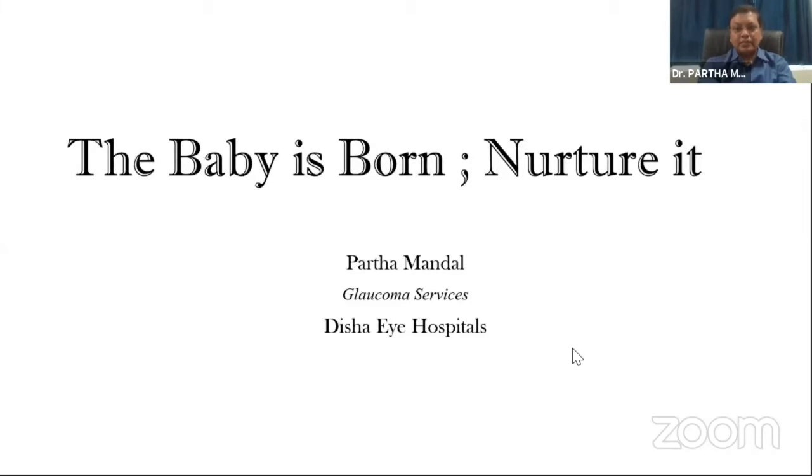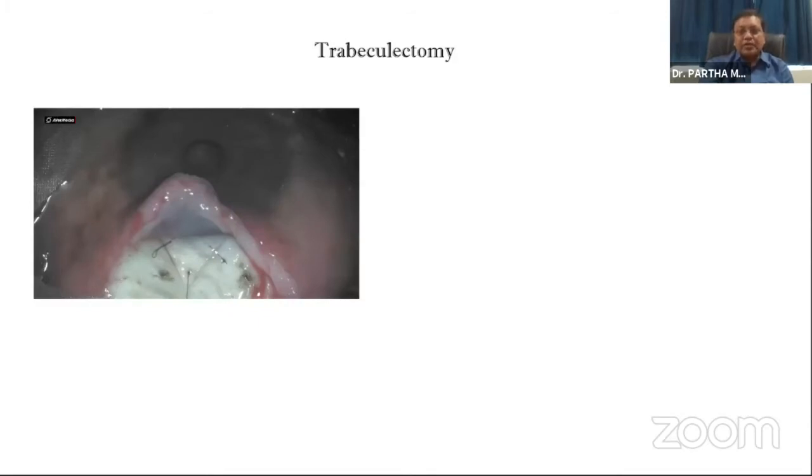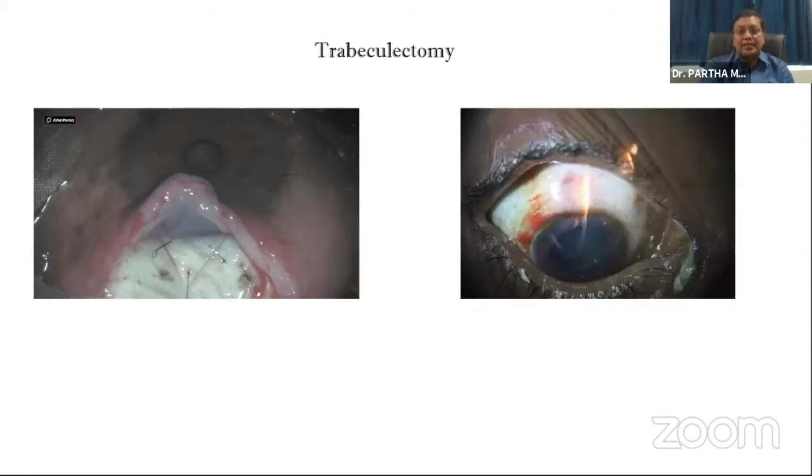Good afternoon, respected viewers. My job is to nurture the baby. That's what Dipanjan gave me. At the outset, I would like to thank Dipanjan and the AIOS Scientific Committee for giving me this opportunity. As a glaucoma surgeon, you all know that it's not the end of the game when you just finish trabeculectomy, because after that another game starts. That's why Dipanjan told me your baby is born, now you nurture it.